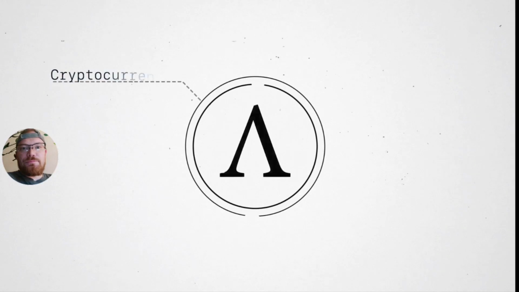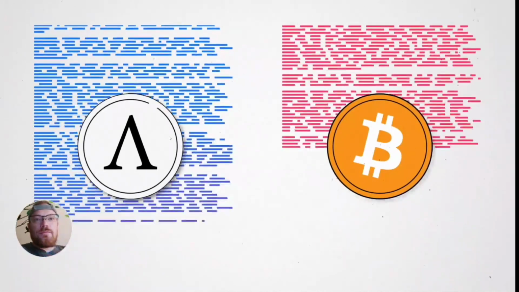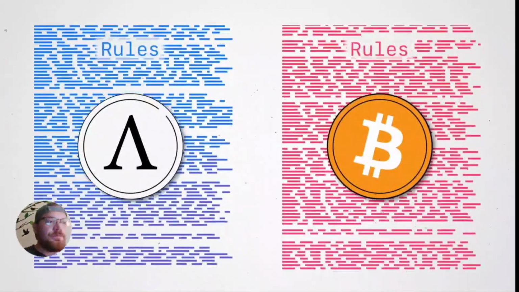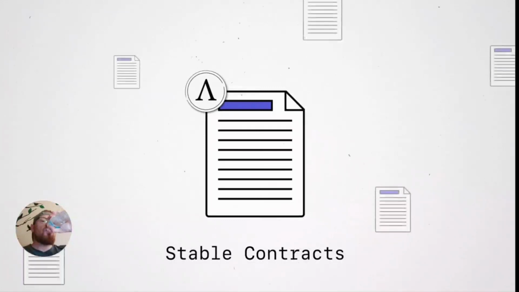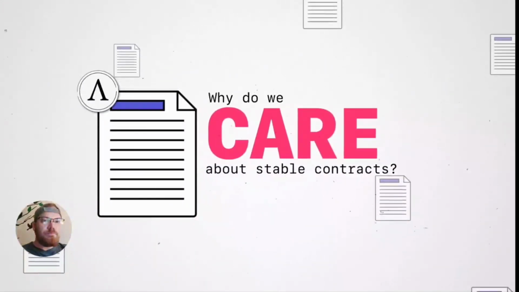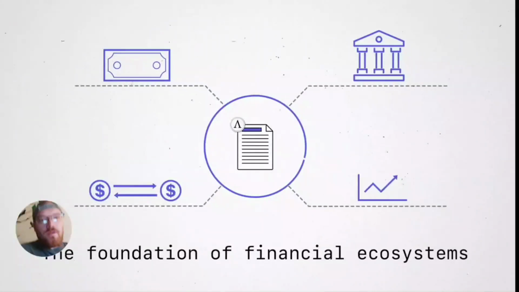The Ampl is a cryptocurrency and financial building block. Like Bitcoin, Ampl is defined entirely by a set of rules. But unlike Bitcoin, Ampl can be used to denominate stable contracts. Why do we care about stable contracts? Because contracts are the foundation of financial ecosystems.